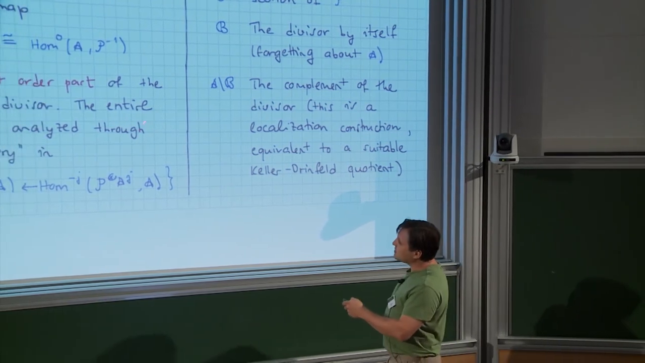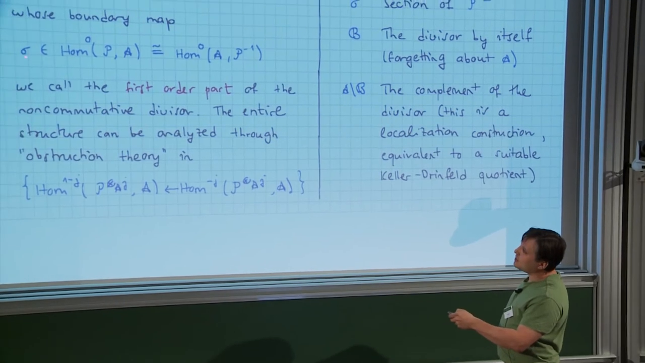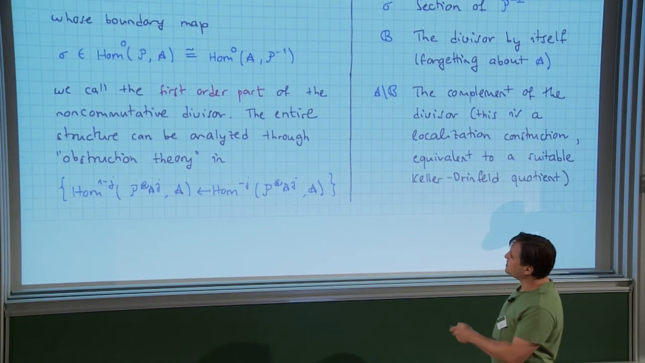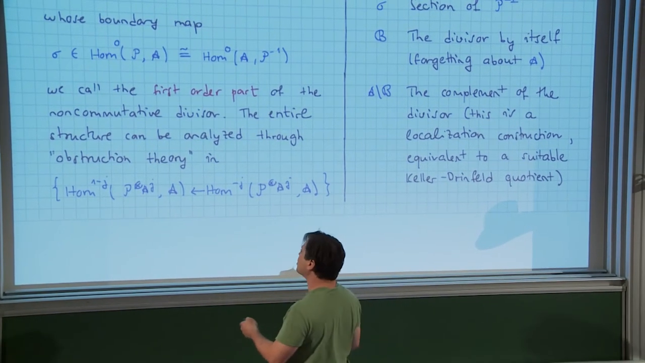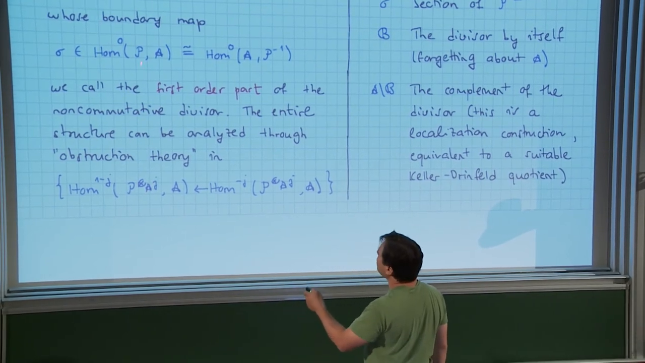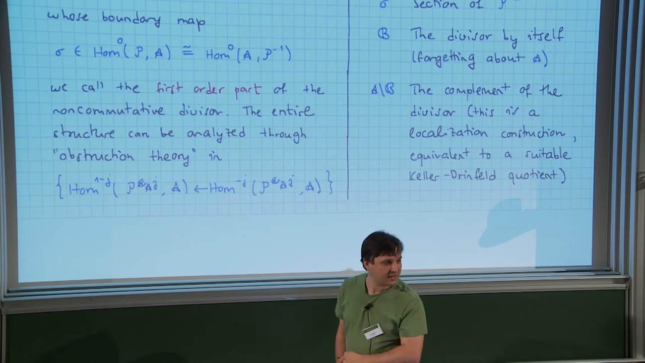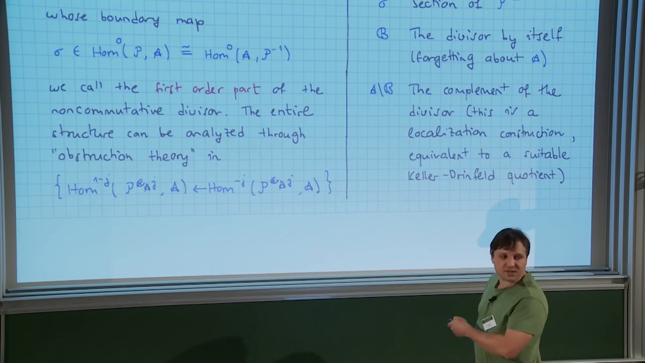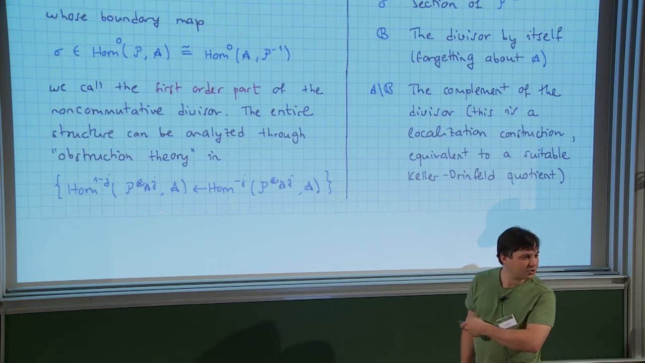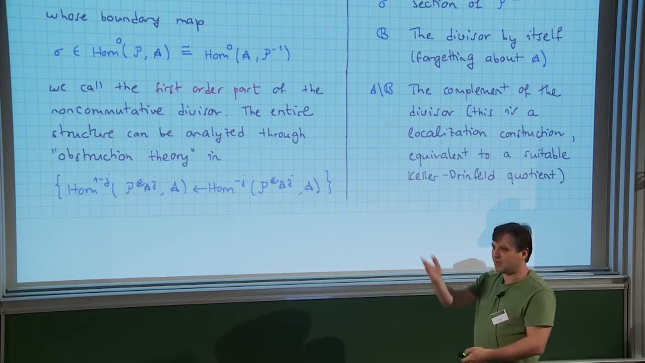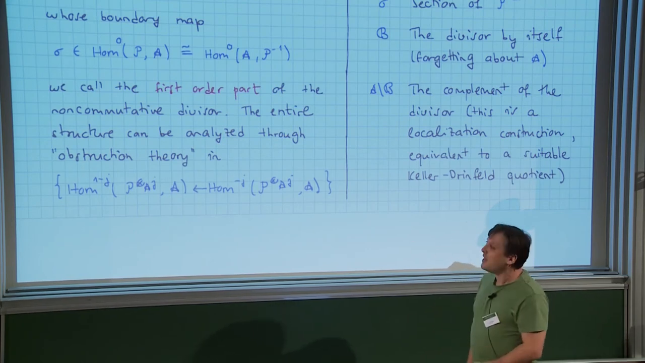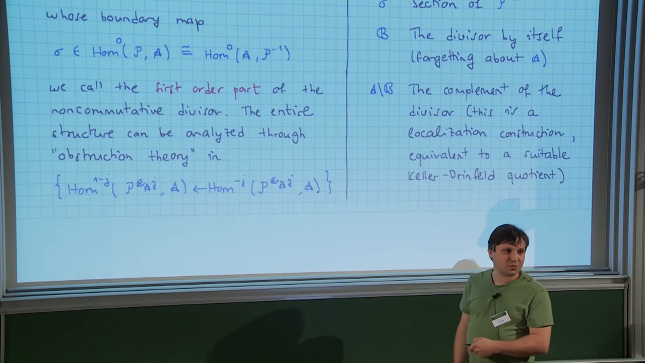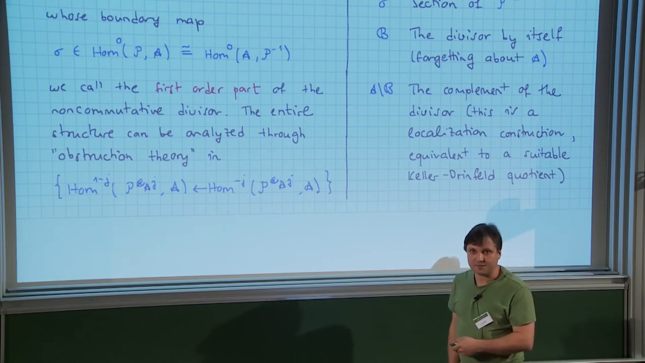There's a slight surprise here: sigma in general is not really everything. There are higher order terms, and those higher order terms you can analyze with obstruction theory. There are obstruction groups. The pieces of those obstruction groups are Homs between higher tensor powers of P and A. They lie in certain degrees. You can ask why I didn't see those pieces in classical algebraic geometry. In classical algebraic geometry, you give the line bundle, you give the section, and you're done. There's no extra data needed. It's because in the classical world, these higher order obstructions all live in negative degrees, there are no negative degree Homs, and you will not see these things.